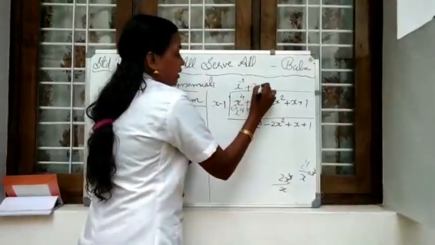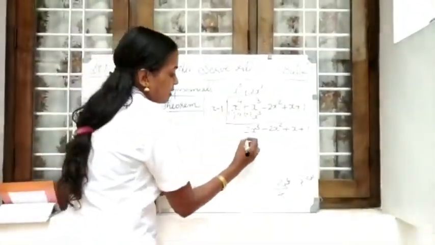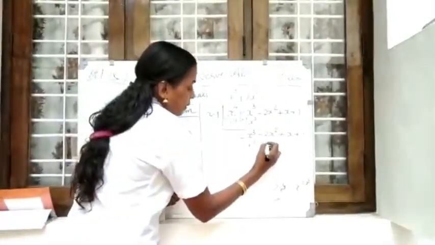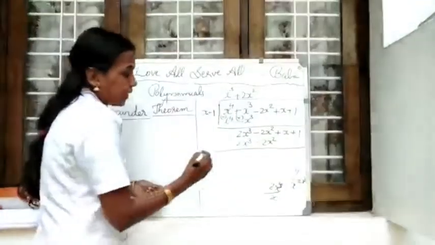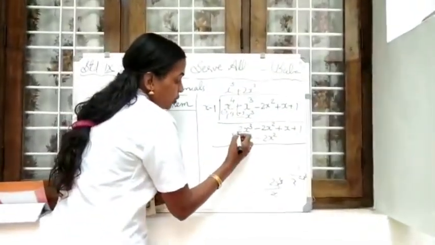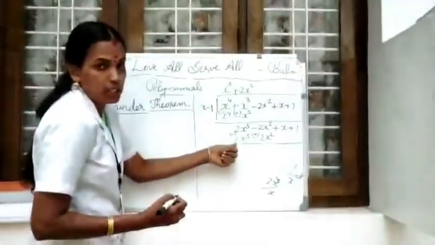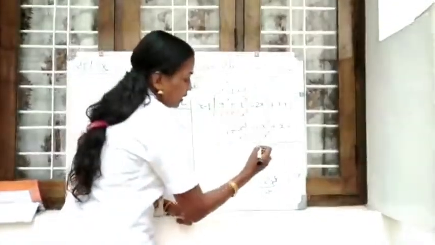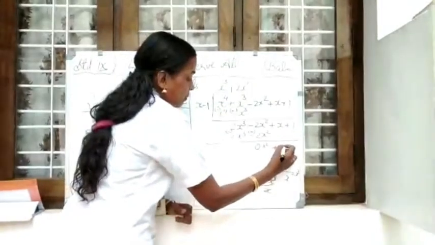That you have to write in the quotient, 2x square. 2x square into x, 2x cube. 2x square into minus 1, minus 2x square. Then do the subtraction. For that you have to change the sign and add. 2x cube minus 2x cube 0. Minus 2x square plus 2x square, that also 0. x square. Then plus x plus 1.